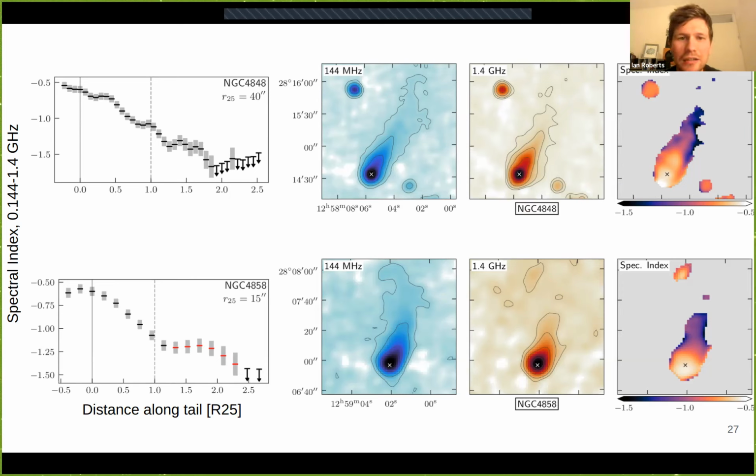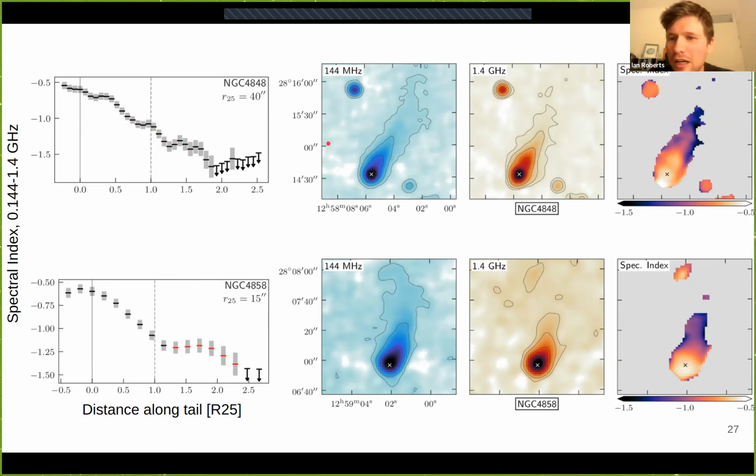This is, again, because of the steep spectral index. And in particular for NGC 4848, we see this nice gradient along the tail. So you can see this also on the left here, where I'm just plotting spectral index on the y-axis versus distance along the tail. I'm just taking slices progressively along the tail. So for NGC 4848, we just get progressively steeper along the tail.